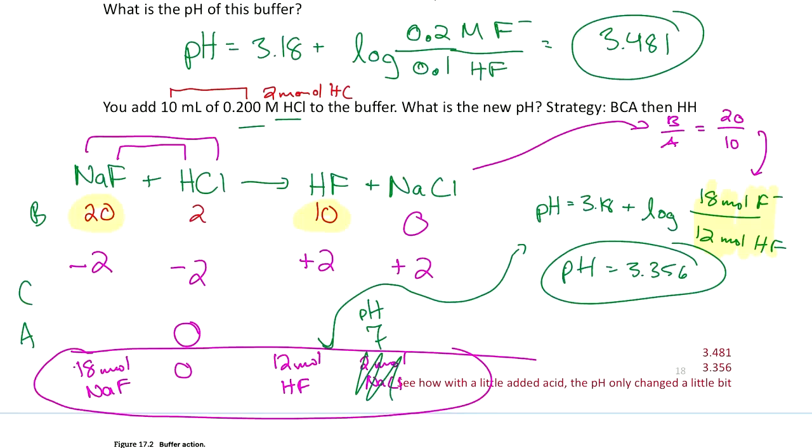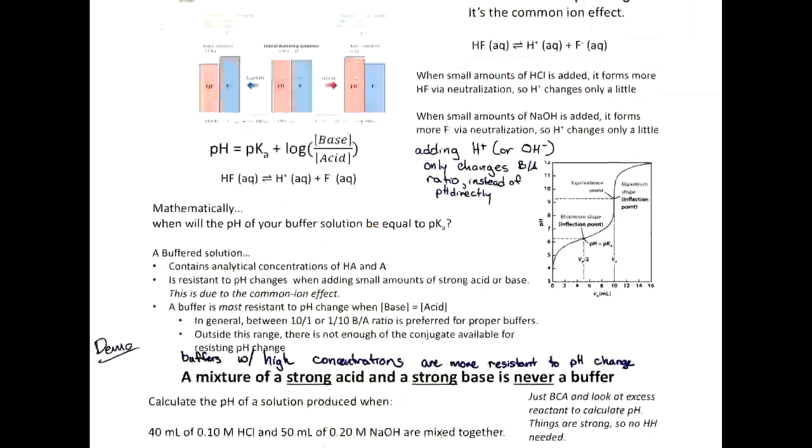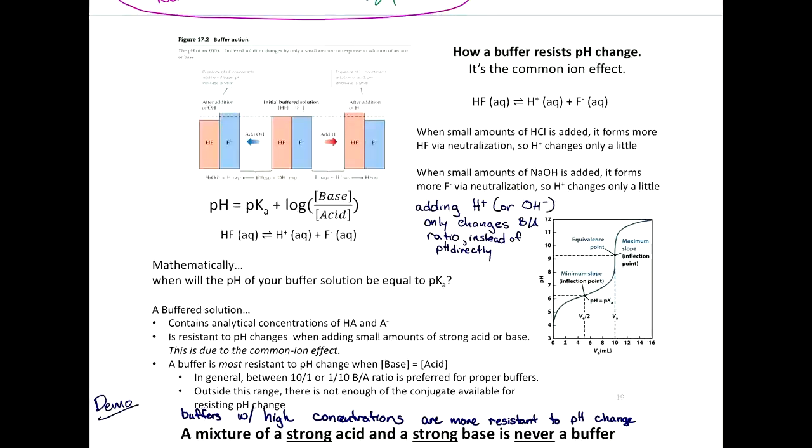So if you do add a strong acid or a strong base, to our bodies or whatever, our pH doesn't change drastically. The reason is that all we're doing is changing the base to acid ratio, and pH does not really change that drastically with a buffer. That's what I basically say on this side. When you add strong acid or strong base, all you're doing is changing the ratio of base to acid, so your pH doesn't change that much. This is also called the common ion effect, and that's how buffers resist pH changes.